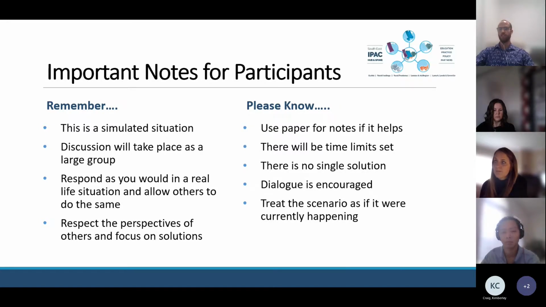As well as some reminders such as use paper for notes if it helps. There will be a time limit set. There is no single solution. Dialogue is encouraged. Treat the scenario as if it were currently happening. Clarifying ground rules and providing these points can contribute to a productive exercise and establish clear expectations.